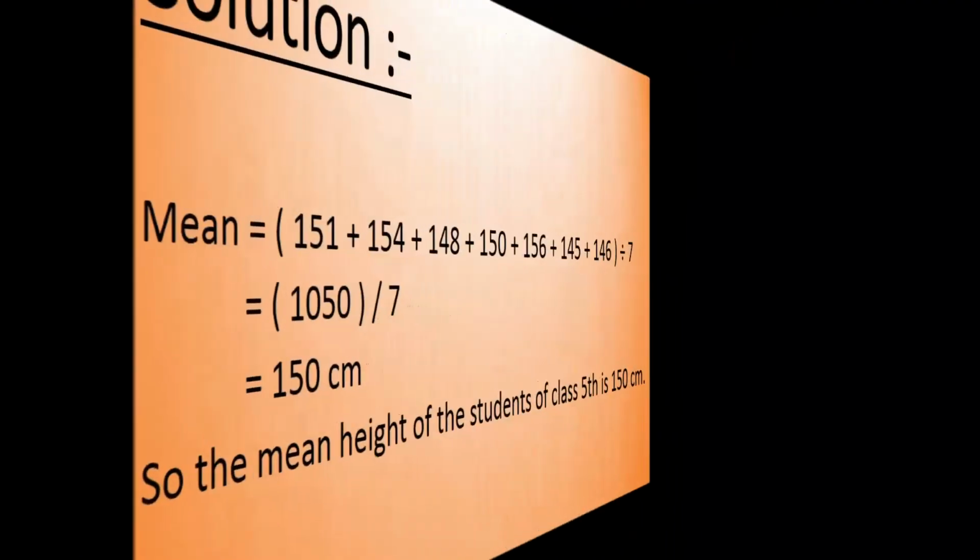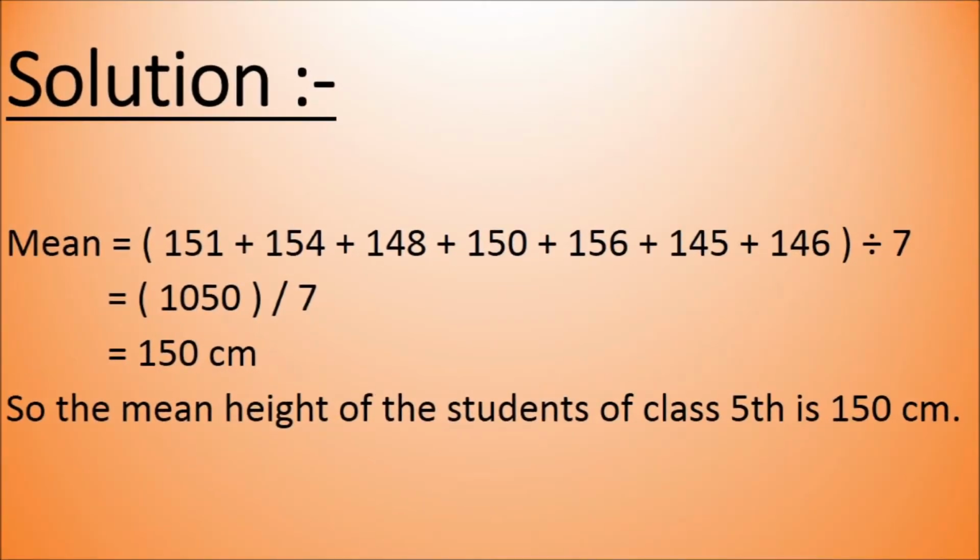In our question, we first add all the observations given, like 151 plus 154 plus 148 and so on, which will sum up to 1050. And then we divide it by the number of observations, that is 7, which will result in 150. So, the mean height of students of class 5th is 150.